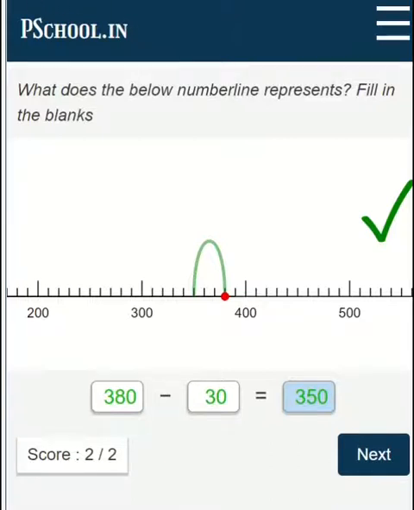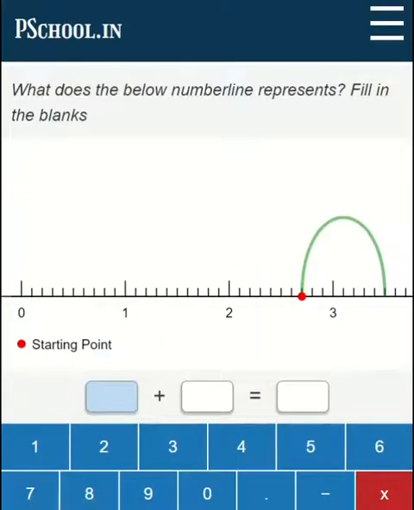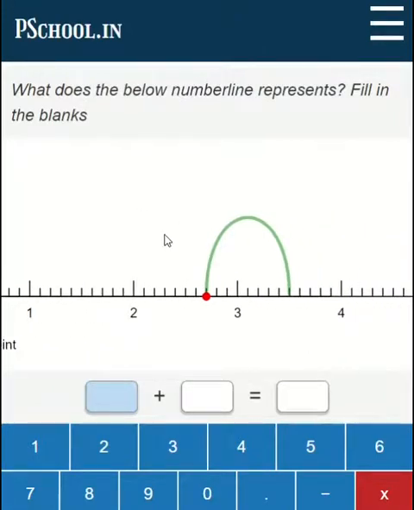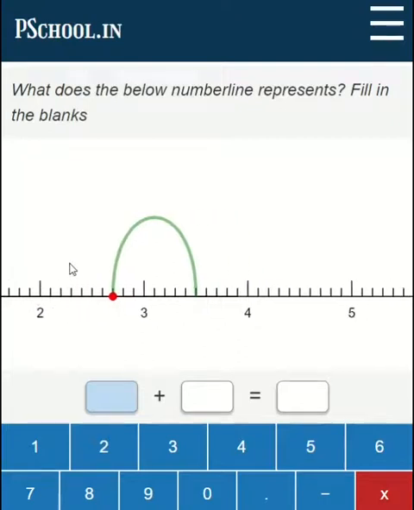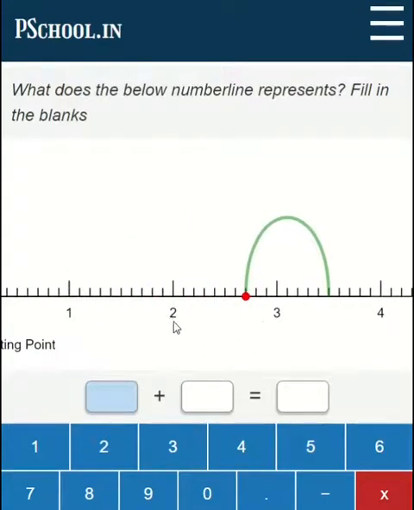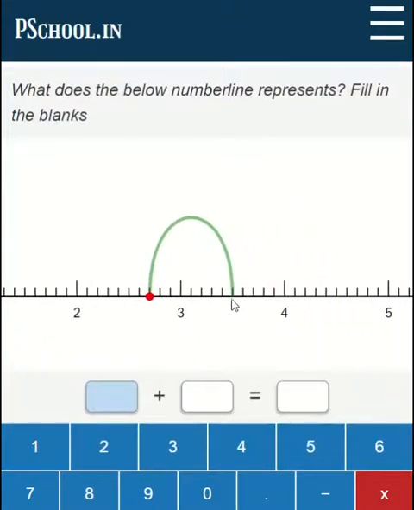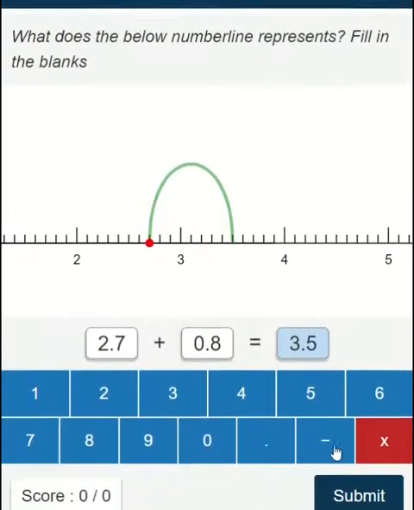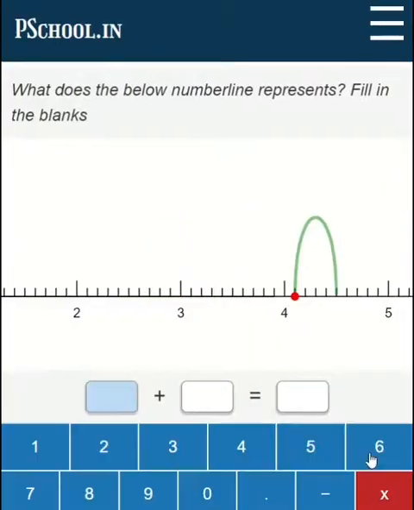Let's try some other problem. Here the major division is 1 and the minor division is 0.1. The starting point here represents 2.7. Then 1, 2, 3, 4, 5, 6, 7, 8, that is 0.8. So we get 3.5. Yeah, we got it right.